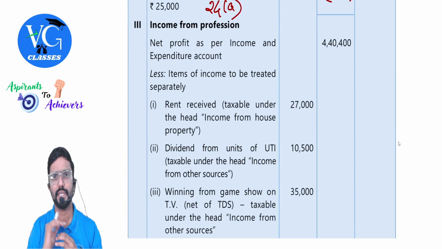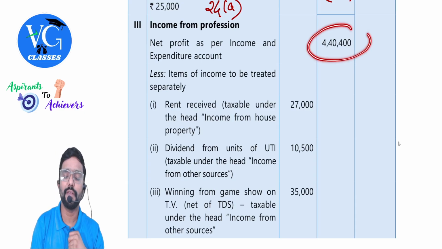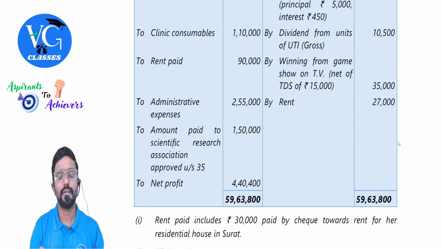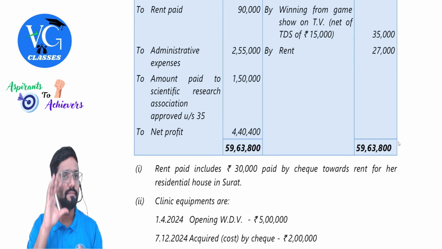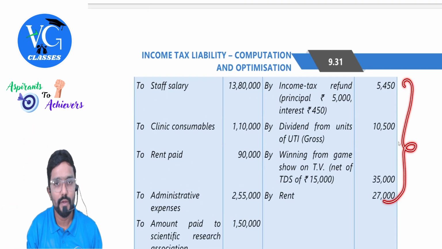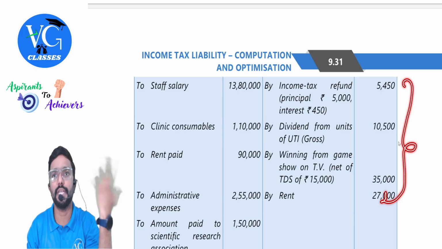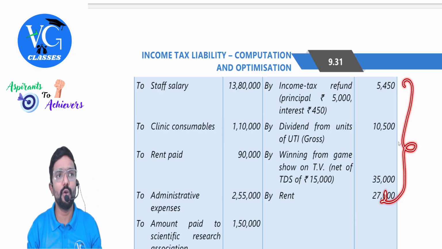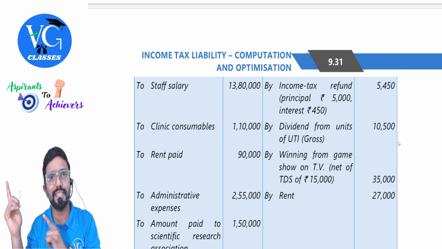Income from profession. She is a doctor, so that is why profession is mentioned. Guys, whatever profit they have given in the question, take it as a base. That is in the income and expenditure account: 4,40,400. And please be careful, listen. Here there are a few things which are credited, which are not taxable under the head PGBP. What should you do? Deduct them. It has already increased your income, so deduct it. And while deducting, don't worry how much is taxable and all. Whatever is credited, just remove it. Clear? Later we will see where it is taxable and how much.